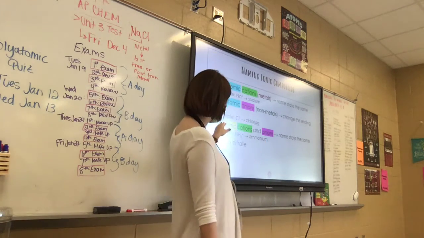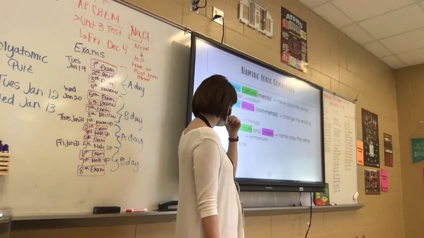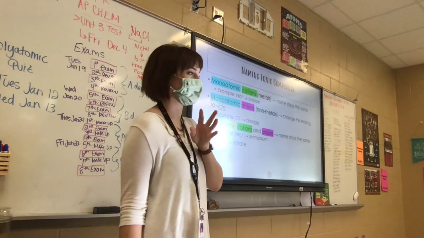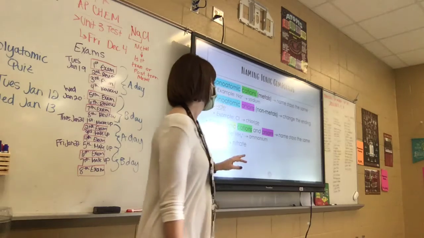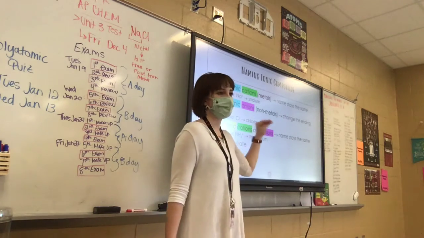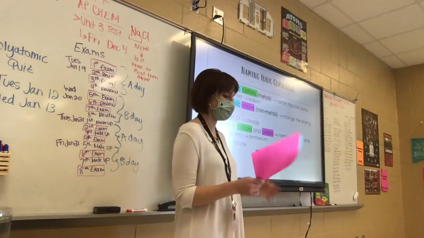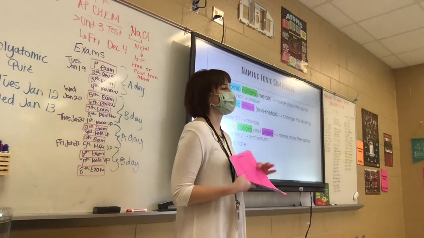Now, polyatomic cations and anions, the name is going to stay the same, and it doesn't matter. It's always going to stay the same. So NH4 positive is ammonium, NO3 negative is nitrate. And again, it's very important that you memorize these.